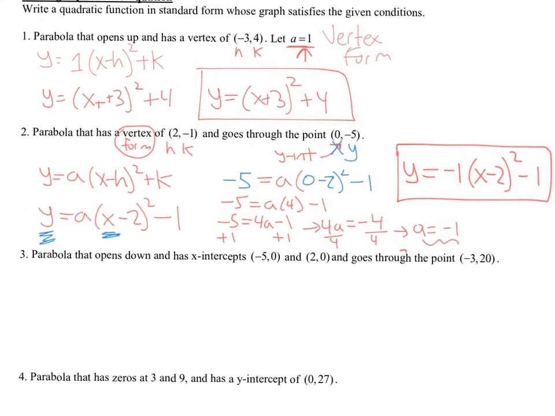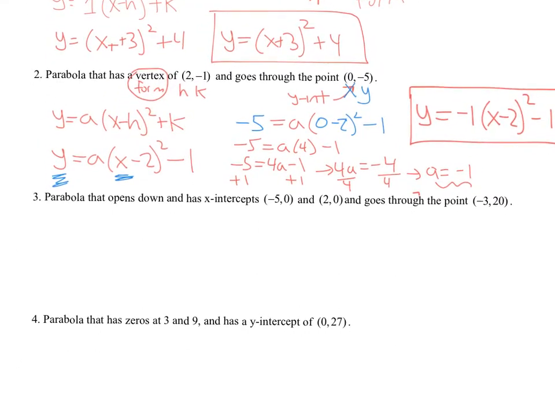There are a couple other types, though. So let's look at number 3. This time, the parabola opens down. I think that means a is negative, right? And it has x-intercepts, so maybe we should use intercept form. Okay, so we'll use intercept form there.